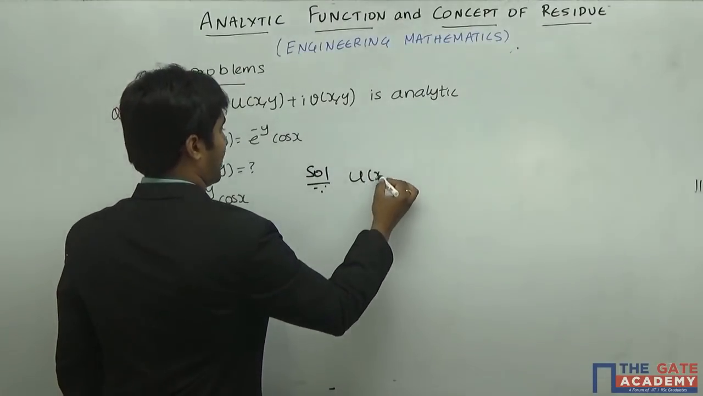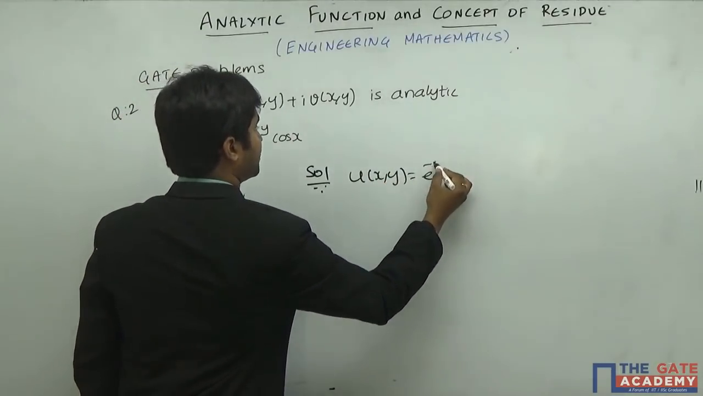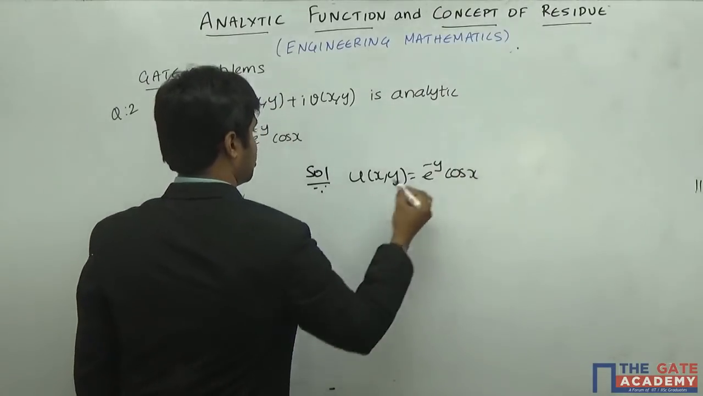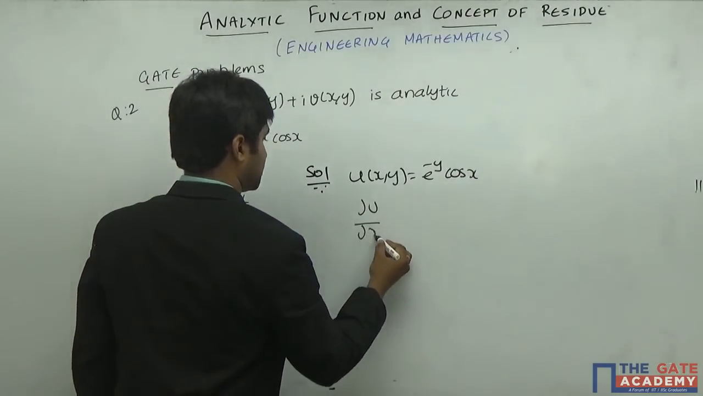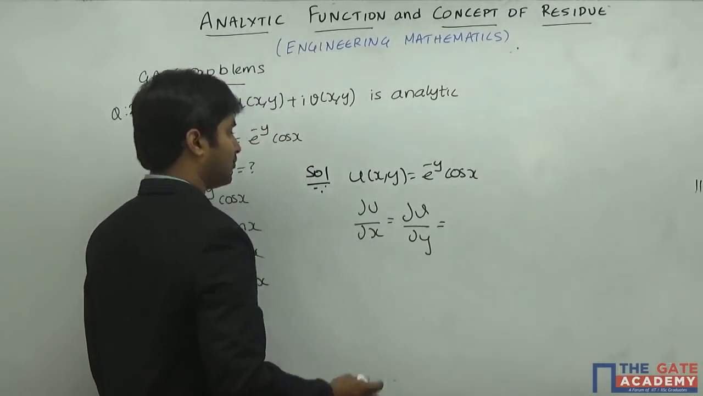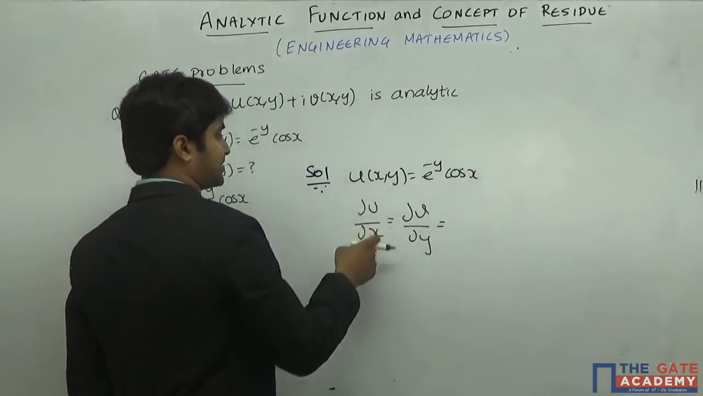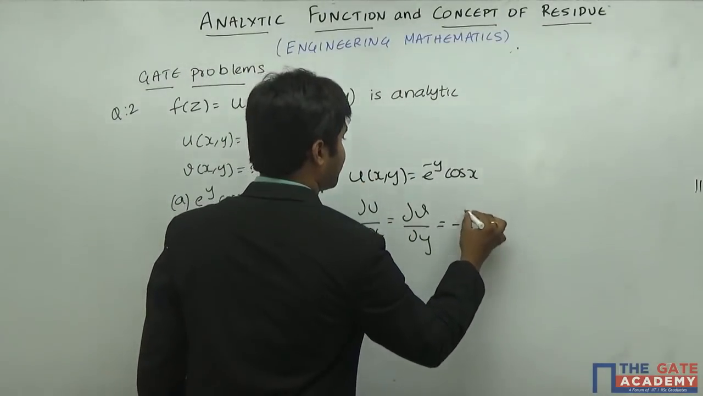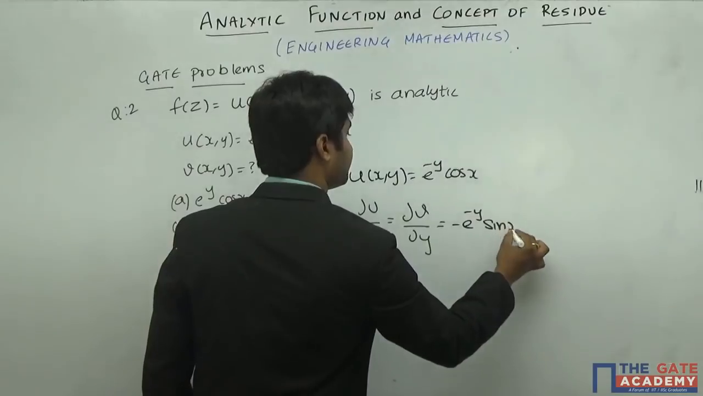u of x comma y is e power minus y cos x. So ∂u/∂x is equal to ∂v/∂y, which should be equal to, okay, the differentiation of u with respect to x is equal to minus e power minus y sin x.